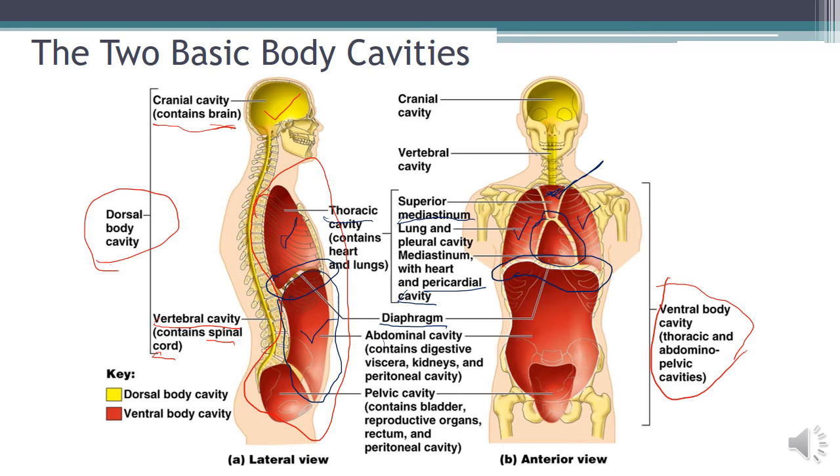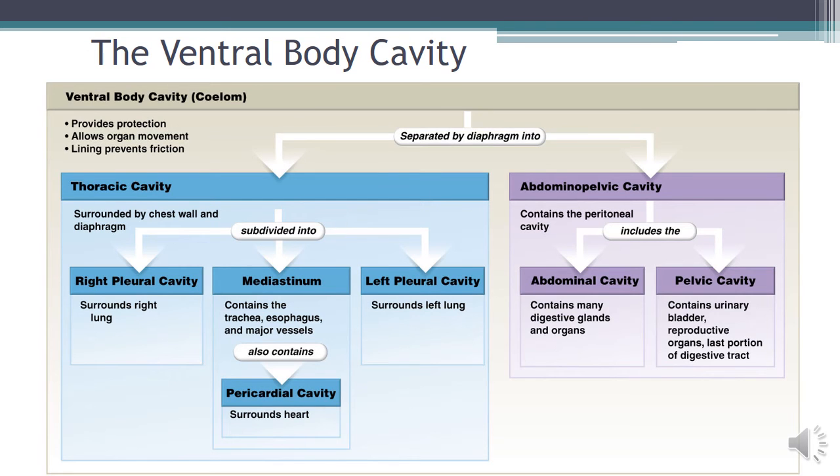Now, the abdominal cavity is an important one because this contains most of your internal organs, your digestive organs, your kidneys, and all kinds of important things. For the pelvic cavity, we have a flow chart for those of you who are visual that will walk you through what we just talked about in the picture.